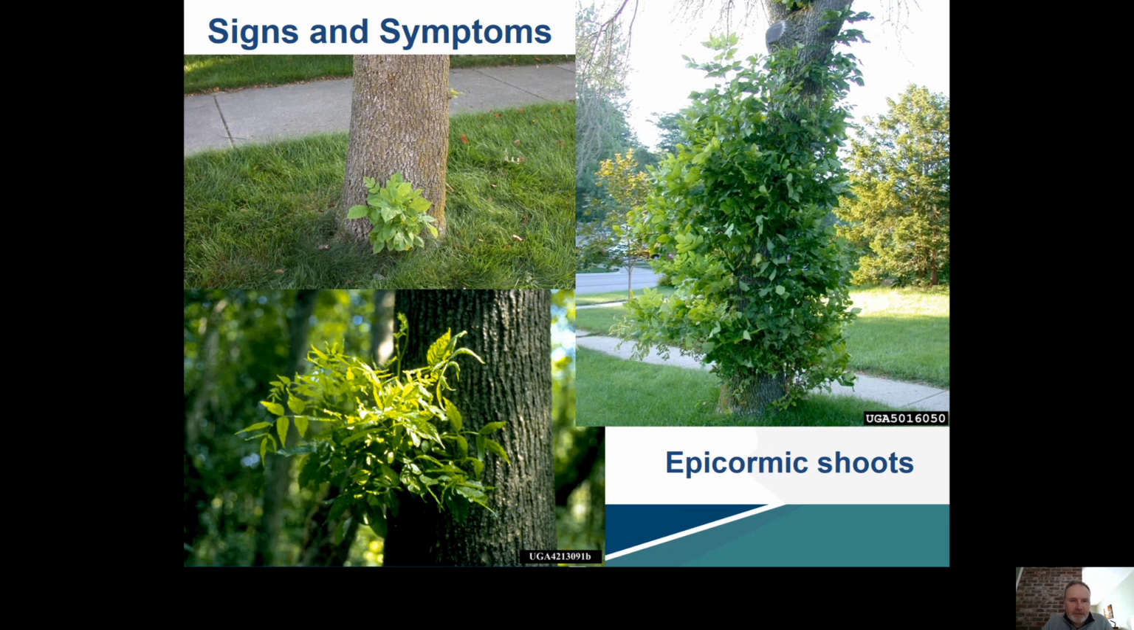Epicormic shoots or branching that comes out of the bole of the tree is another sign of EAB infestation. It can also be caused by other factors as well. For example, sometimes street trees will be hit by a plow or hit by someone mowing the grass or things like that, and that can cause damage to the trunk. And sometimes epicormic shoots will come out. But if you see a tree that has declining crown, has epicormic shoots, has some woodpecker feeding, then those are all triggers to take a closer look and see if you can see signs of bark cracks or galleries or exit holes.